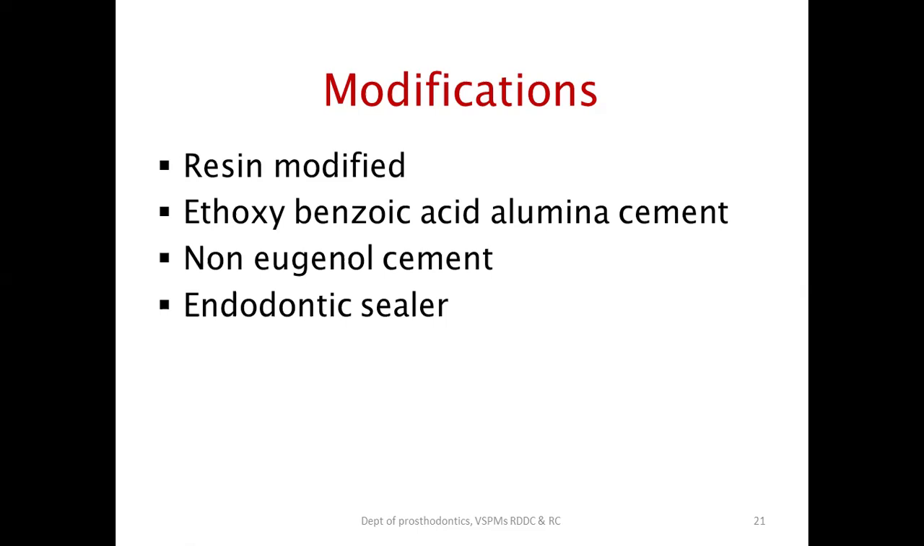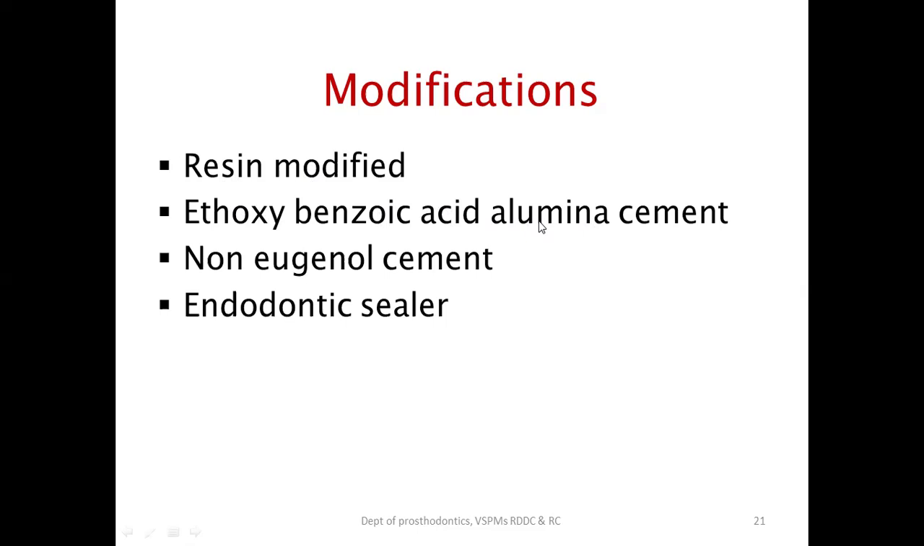And second is ethoxybenzoic acid alumina, or super EBA. Here, as the name suggests, there are two components: ethoxybenzoic acid and alumina. The ethoxybenzoic acid must be added in the liquid, and the alumina in the powder. So the fused alumina is added in the powder, and the orthoethoxybenzoic acid is added in the liquid, and they are mixed, and it gives you an increase in strength.